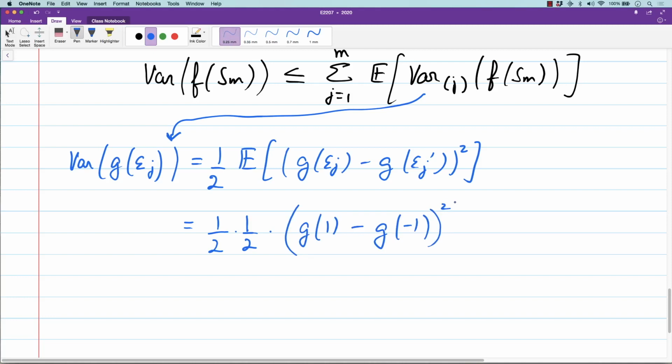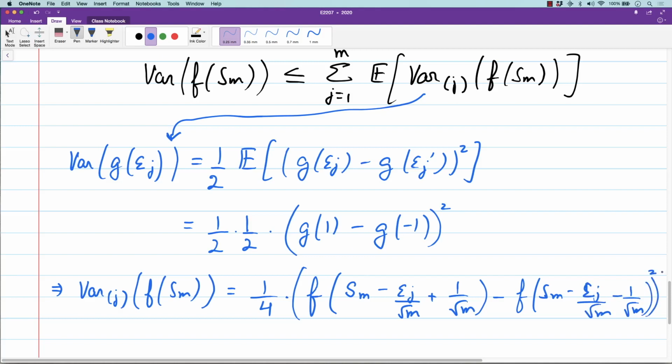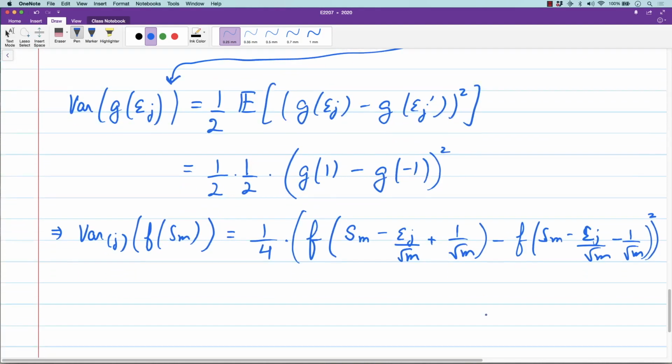Okay, so that's for any function g, and if we substitute it for this one, this implies that the variance, if you fix all but the jth coordinate of this Sm, is 1 by 4 into f of Sm minus epsilon j by root m plus 1 by root m, minus f of Sm minus epsilon j by root m minus 1 by root m, whole square. Okay, so we get this expression for this variance.